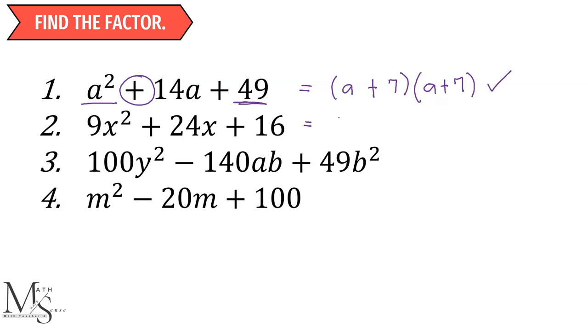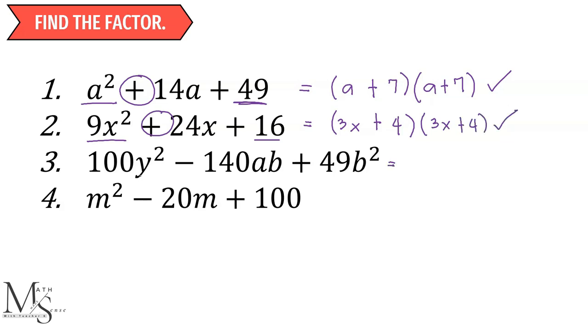Number 2. Square root of the first term, square root of 9 is 3, and the square root of x squared is x. Copy the first sign, which is positive, and then the square root of 16 is 4, since 4 times 4 is 16. Hence, the factors would be 3x plus 4 times 3x plus 4.